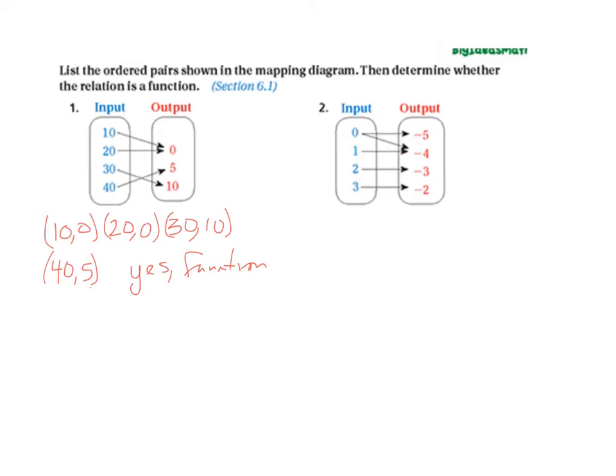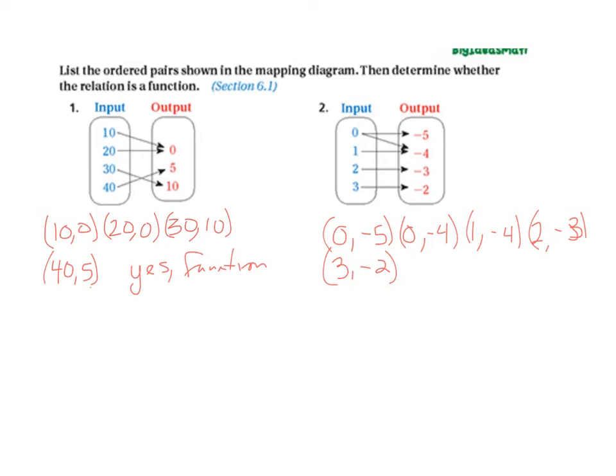If we go over and look at number 2, we put in 0, it gave us negative 5. We put in 0 again, this time it gave us negative 4. We put in 1 and it gave us negative 4. We put in 2 and it gave us negative 3. And then finally we put in 3 and it gave us negative 2.